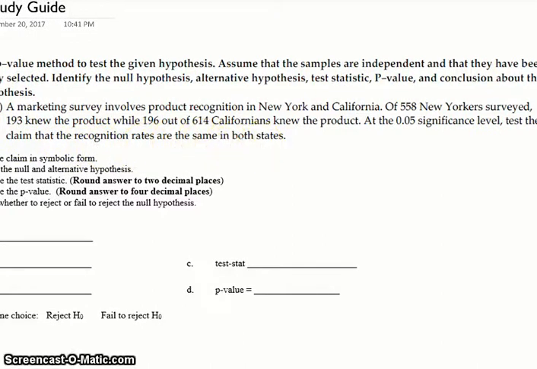All right, so the first thing we need to decide is what are we dealing with? Are we dealing with two proportions, two means independent, or two means dependent? In this case, because we have numbers of people who knew the product out of how many people total, that looks like we're dealing with a proportion. We're looking at a percentage of people. So this is actually two proportions. That's the first thing we need to identify.